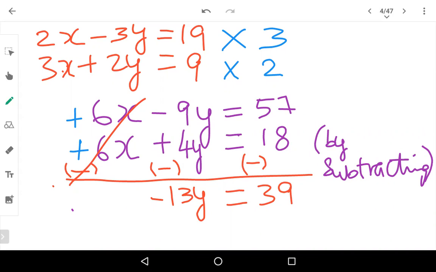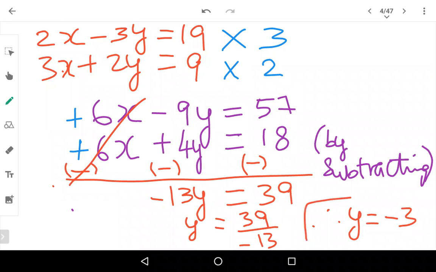Okay, so this is what I have got. Now, when we have one variable, we know how to solve it easily, right? So, y is equal to 39 by minus 13. Therefore, I get y is equal to 13, 3s are 39. So, minus 3. So, the value of y that I got is minus 3. Did you all understand till here? Any doubts?